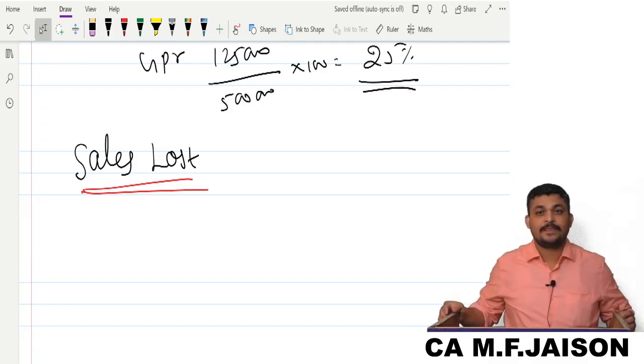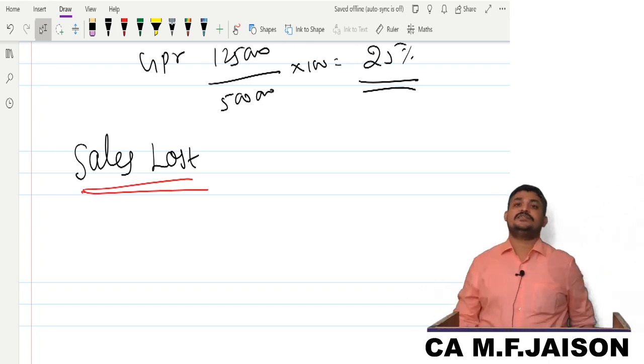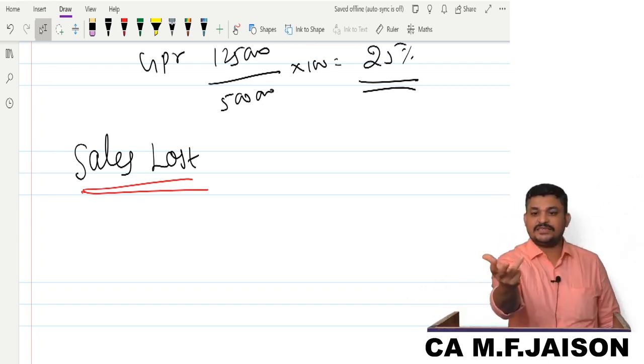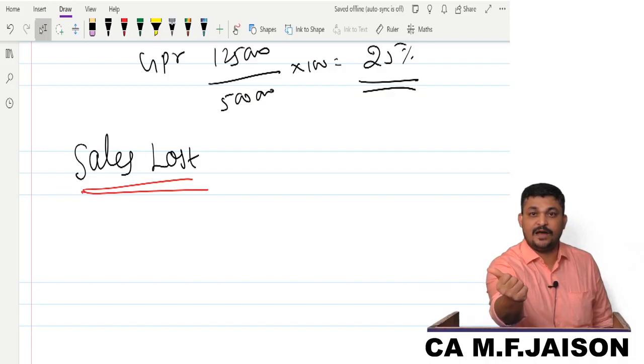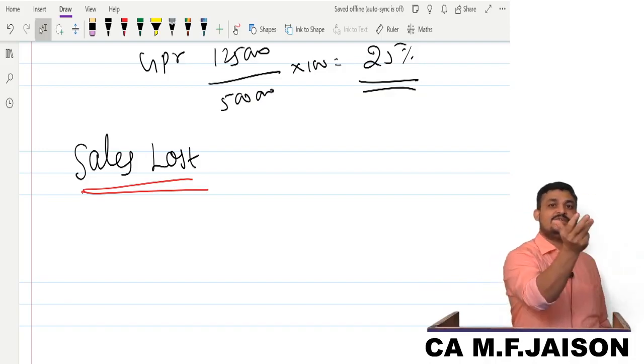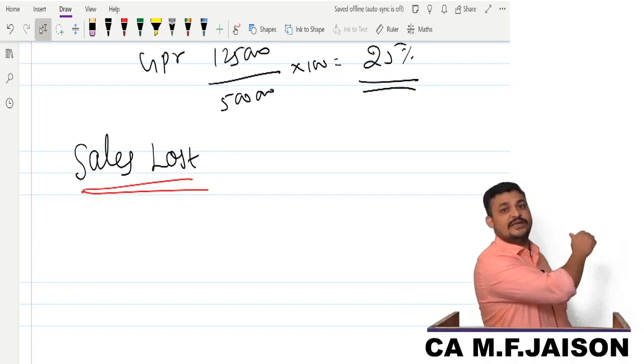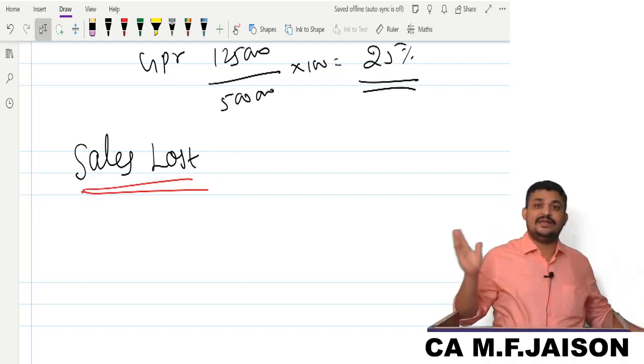Sales during the corresponding compensation period of the previous year, which means if the loss period is August, September, October, November of 2020, then you should take August, September, October, November of 2019. You should not take any other period's sales.